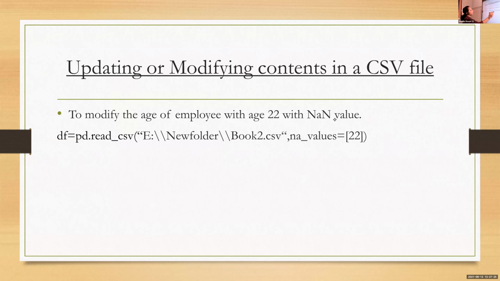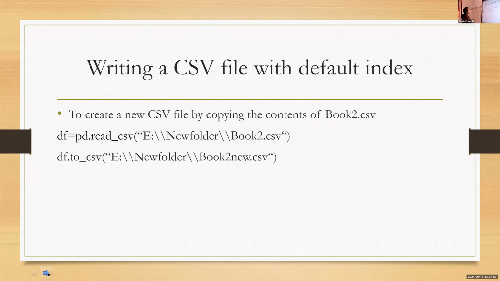After that, I want to give a new value, NAN value, instead of this 22. So na_values is equal to, within square brackets, give the value 22. So instead of 22, it will update that 22 with NAN. Okay. That is updation. The next is writing a CSV file with default index.